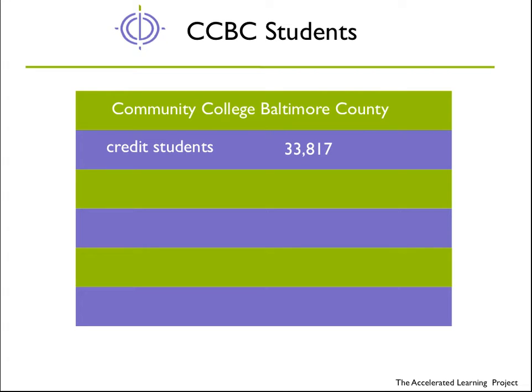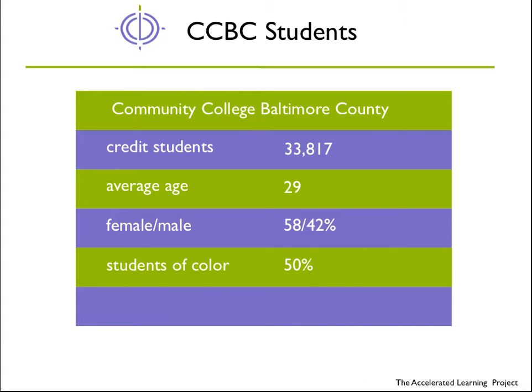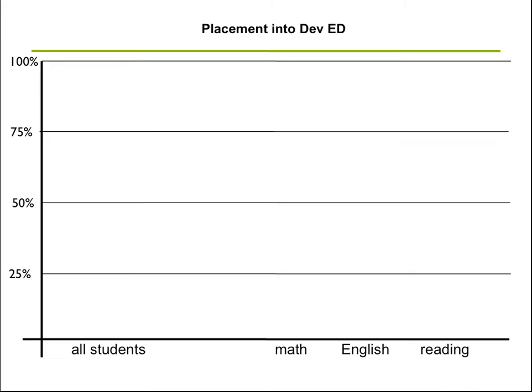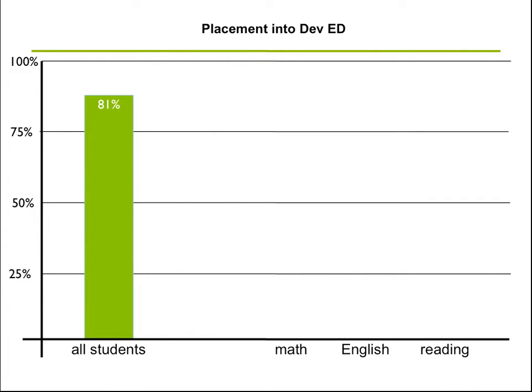The college enrolls a total of 33,817 credit students, and slightly more than that in the non-credit area. The average age of our students is 29, and we have 58% female, 42% male students. Students of color make up almost exactly half of our student population, and about 2/3 of our students are part-time, 1/3 full-time.